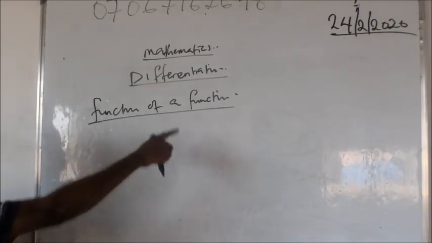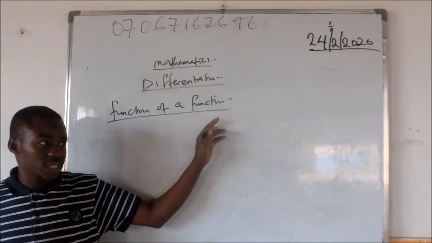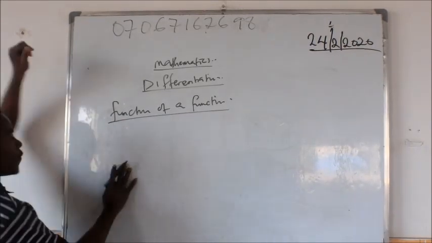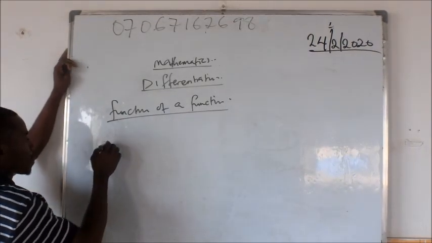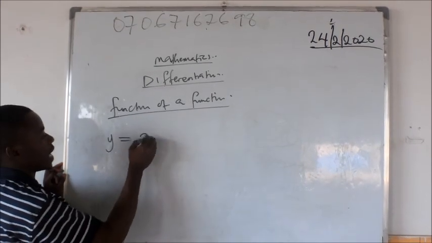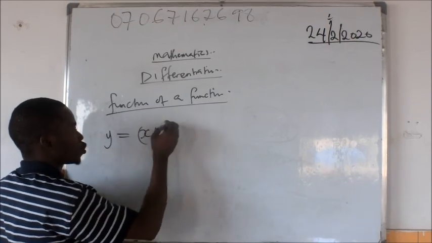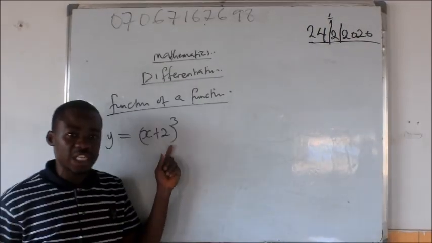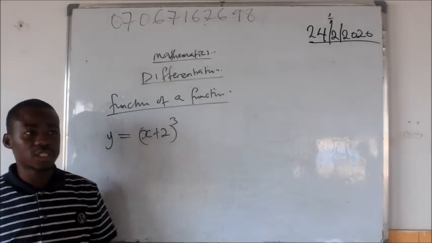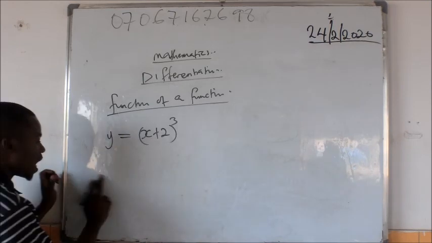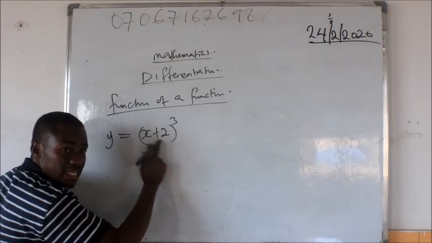Okay, function of a function. That is what we'll be treating today. For example, let's say you have y equal to (x + 2) raised to power 3. Now, you have this expression inside the bracket.